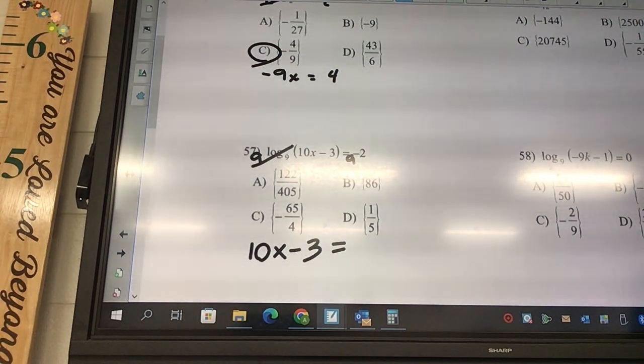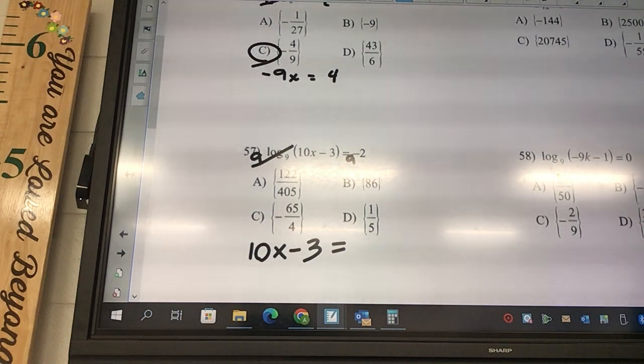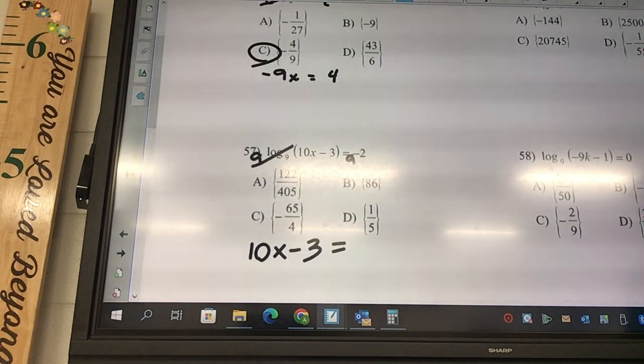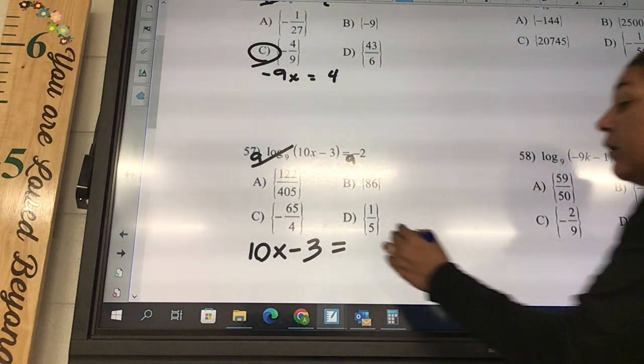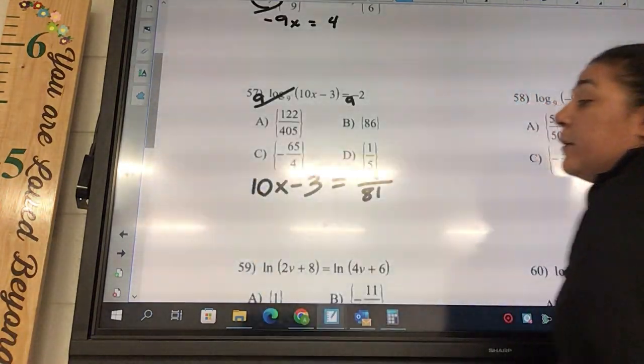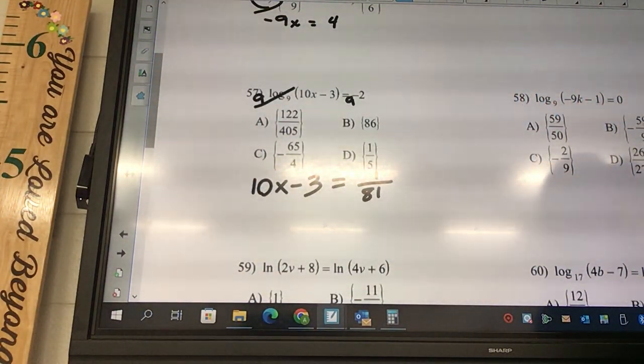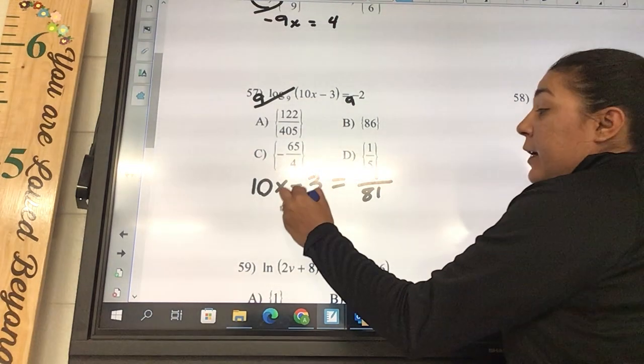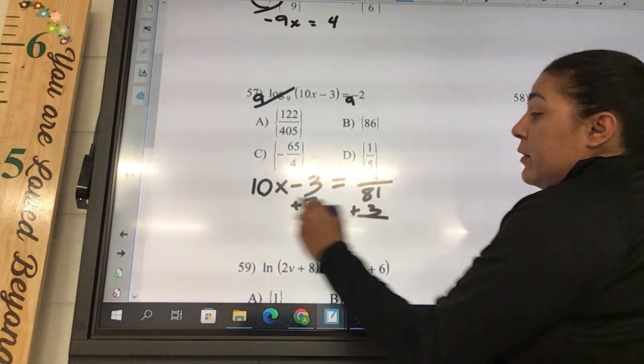Use your calculator. 0.01. Hit the fraction button, or SD. 1 over 81. Okay, and then what do we got to do? Plus 3. Okay, and again, you guys are going to need a calculator for this because you're dealing with fractions.